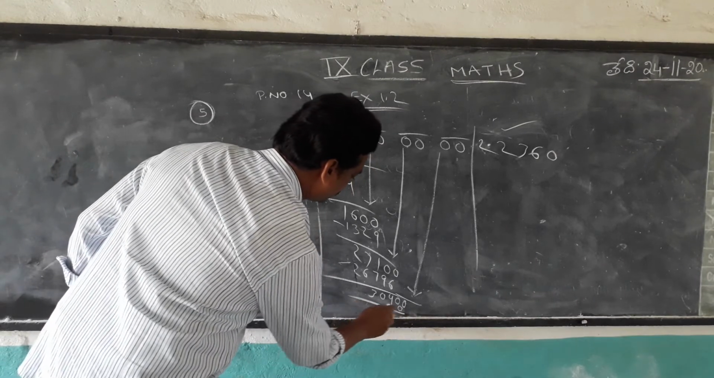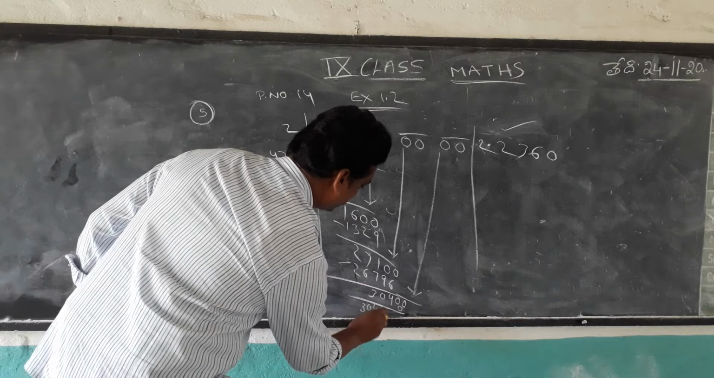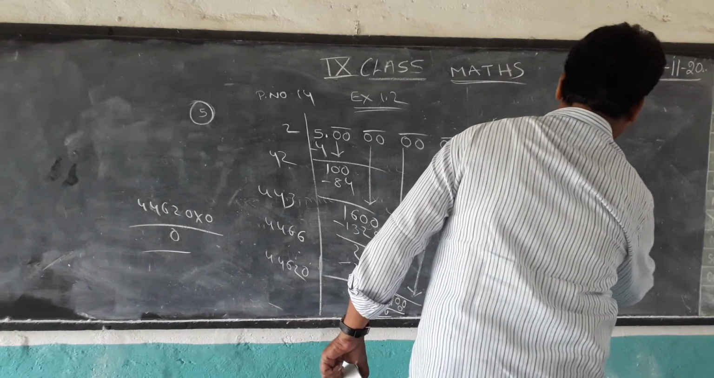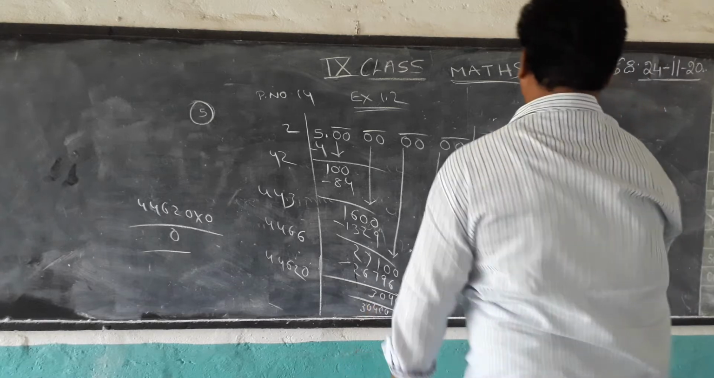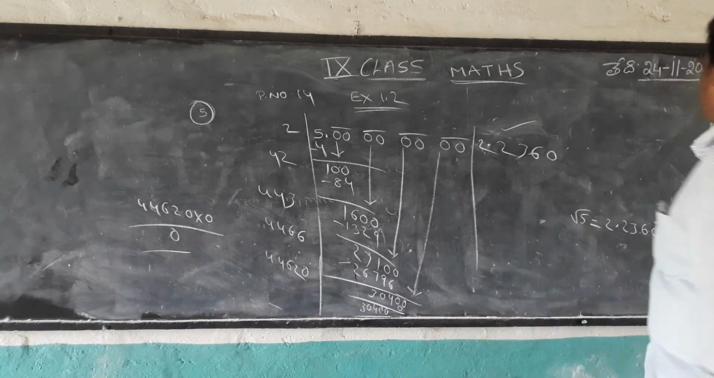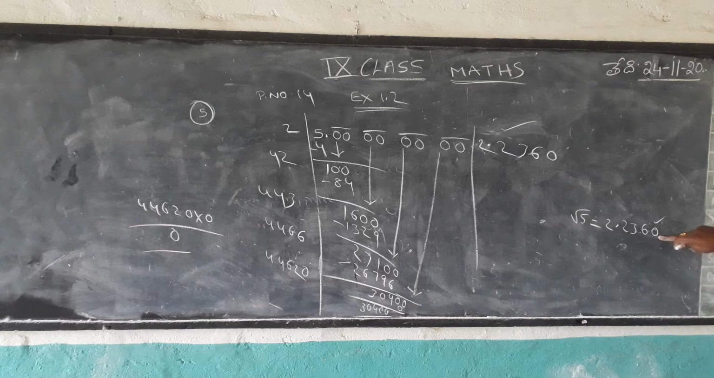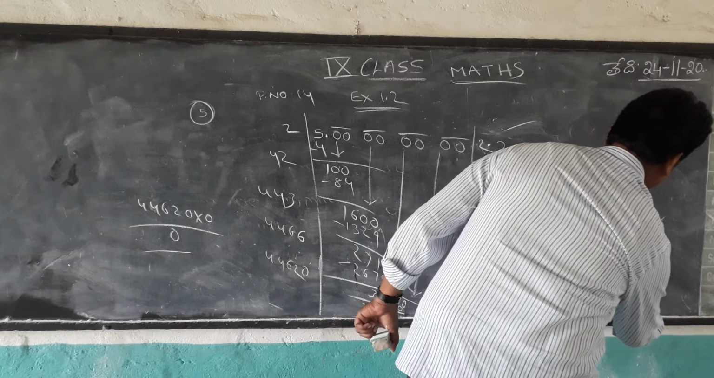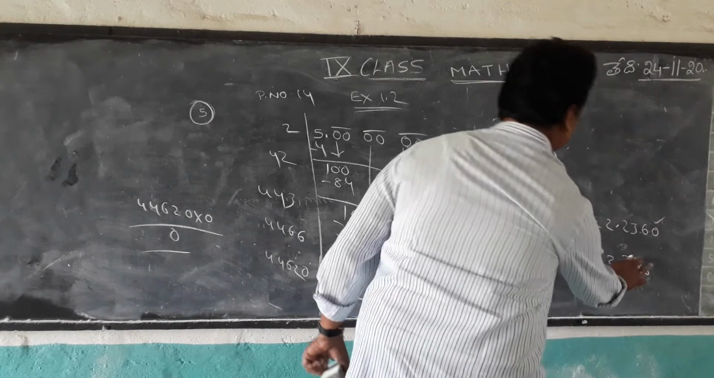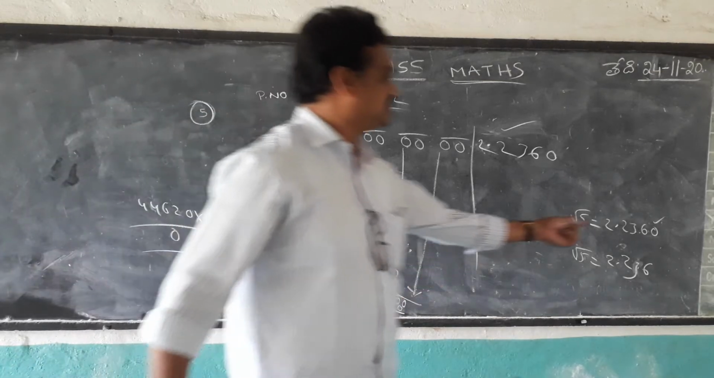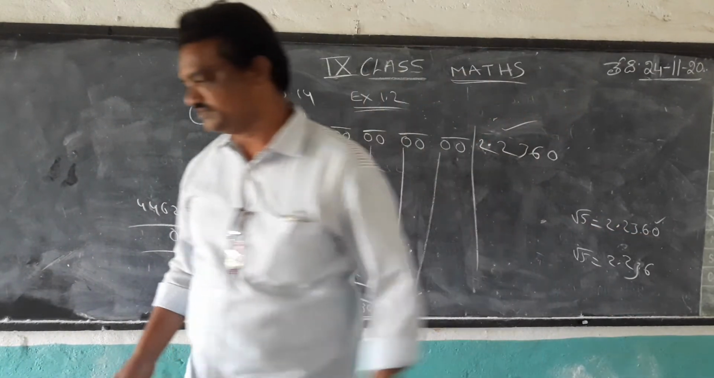Therefore, 30,400. Therefore, root 5 is equal to 2 point, right side answer 2360. Point after last 0, we need not write. Therefore, root 5 is equal to 2.236. Okay?